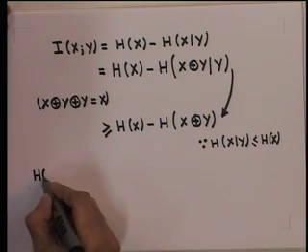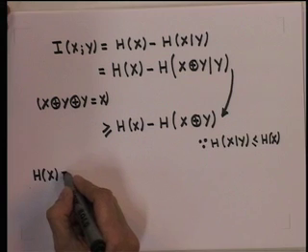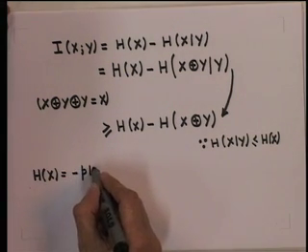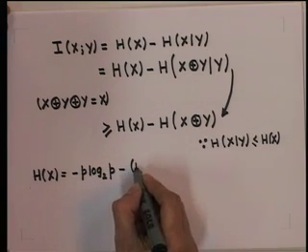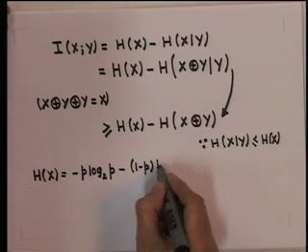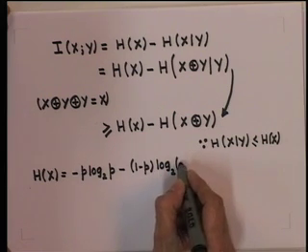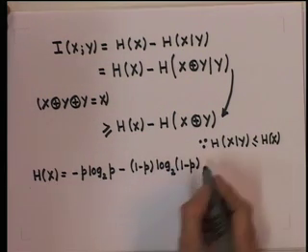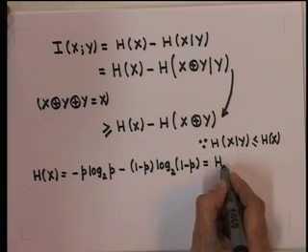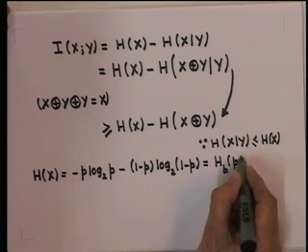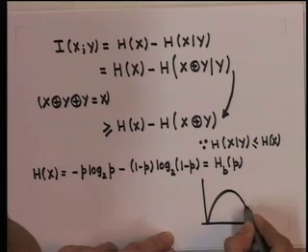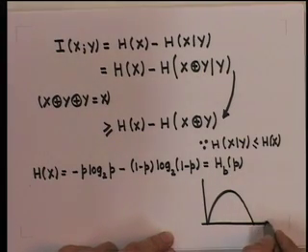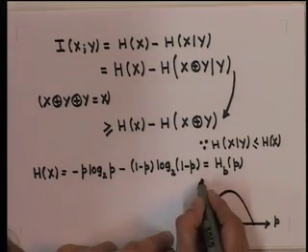Now, H of x is equal to minus p log to the base 2 p minus 1 minus p log to the base 2 of 1 minus p, and it is indicated as H_b(p). This is the binary entropy function which we had seen earlier, and it is plotted as shown here.